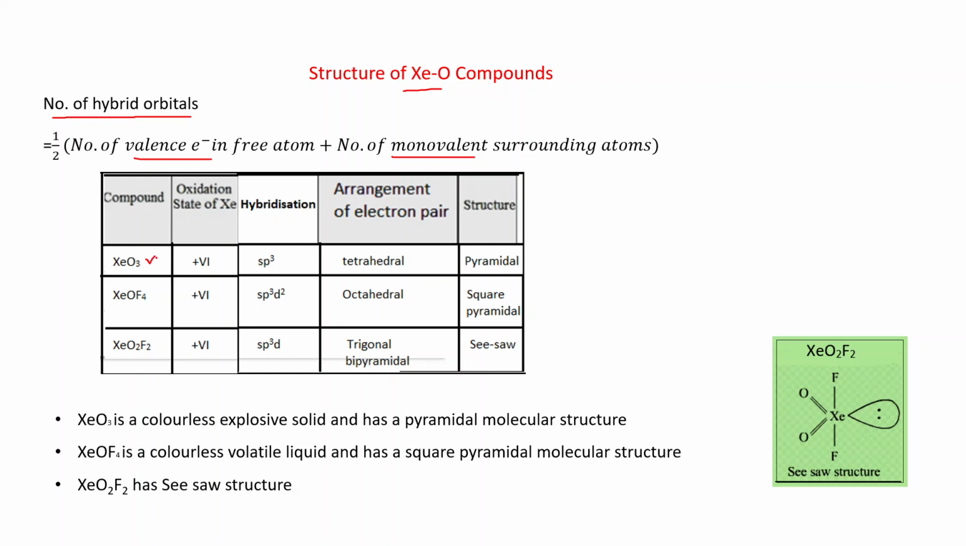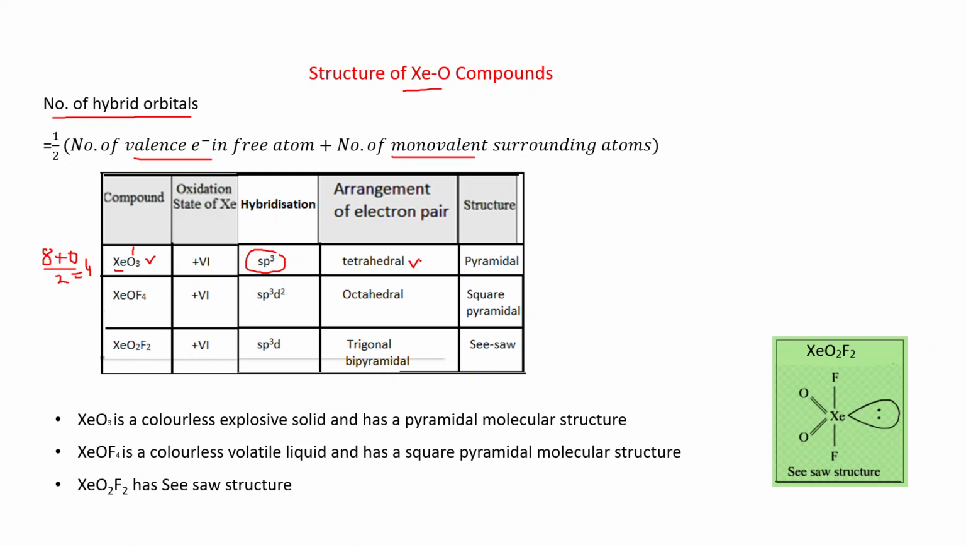This is XeO3. In this case, oxygen is divalent. It is not monovalent. And xenon has 8 valence electrons in the free state. That's why this is (8 + 0)/2, as no monovalent atom is there, and this will be equal to 4. It means the number of hybrid orbitals are 4. That's why hybridization is sp3. And these sp3 hybrid orbitals are arranged in a tetrahedral manner.